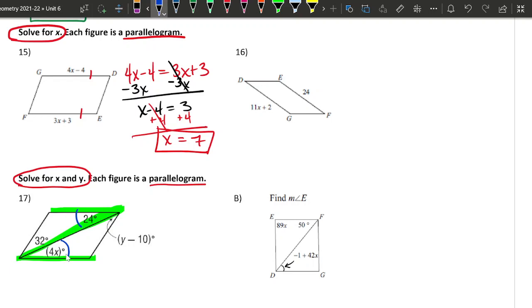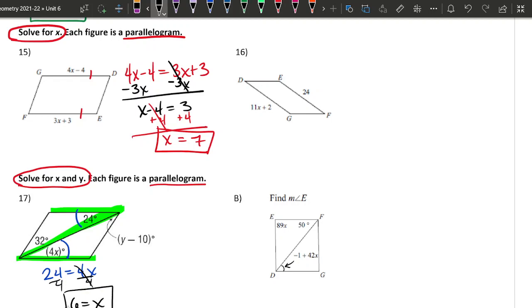The alternate interior angles theorem. If you have a transversal that cuts through two parallel lines, they make alternate interior angles, and those angles are congruent. It also happens to make a Z. So I know that 24 equals 4x. And that's a pretty easy problem to solve. All I need to do is divide it by 4, to find out that x equals 6. So there's half of my answer.